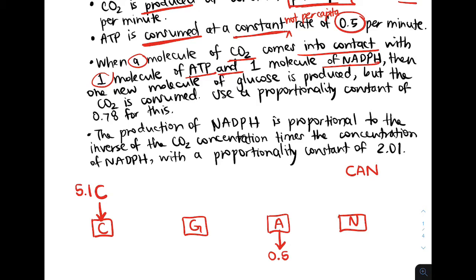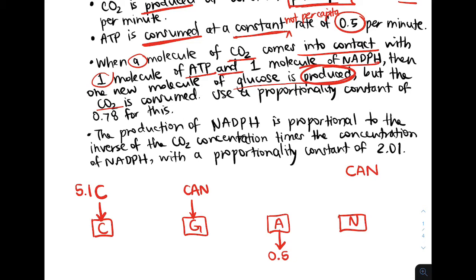The assumption also tells us that when these three come into contact, a molecule of glucose is produced. So immediately I know that there will be an arrow going into G because there's an inflow into the concentration of glucose. Essentially, when these three variables come into contact, the concentration of glucose is going to increase by one molecule.